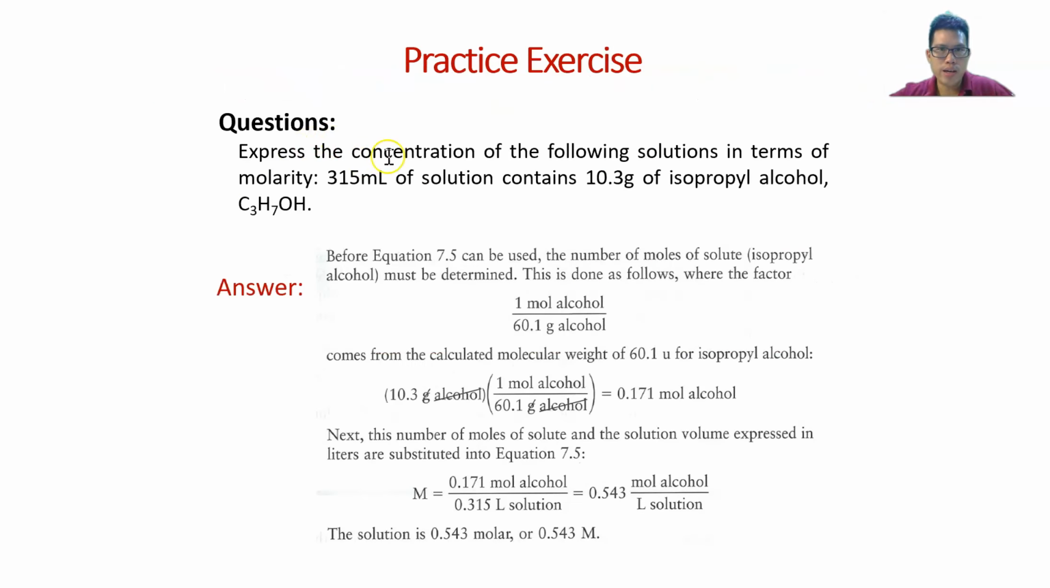So you can look at here: express the content of the following solution in terms of molarity. 315 ml of solution contains 10.3 grams of isopropyl alcohol. This is the formula.